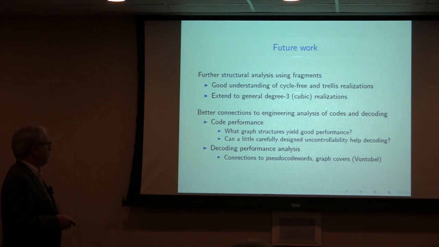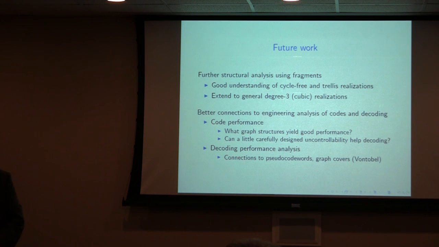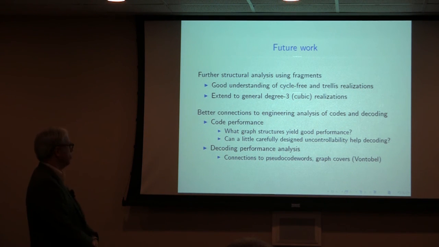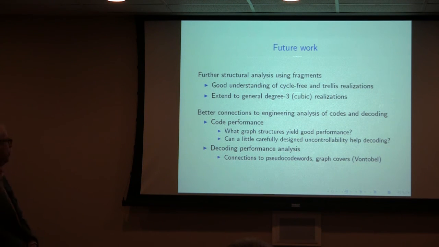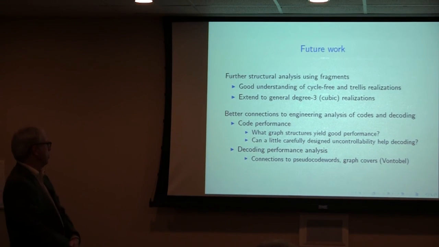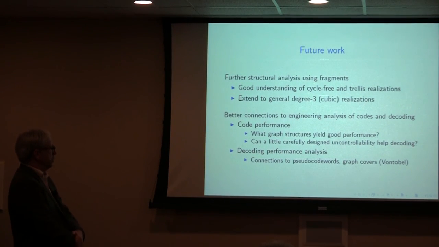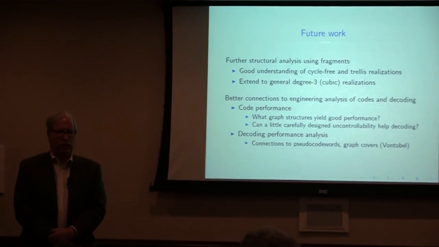So we're not quite finished with a complete development of this theory. We have a strong indication that you don't need to consider constraint codes of degree any larger than 3, cubic constraint codes. But we don't have a good general theory for degree 3 realizations yet. We do for trellis realizations, which is a particular form of a cubic realization.